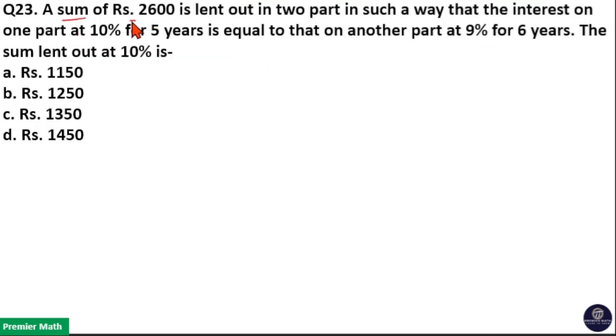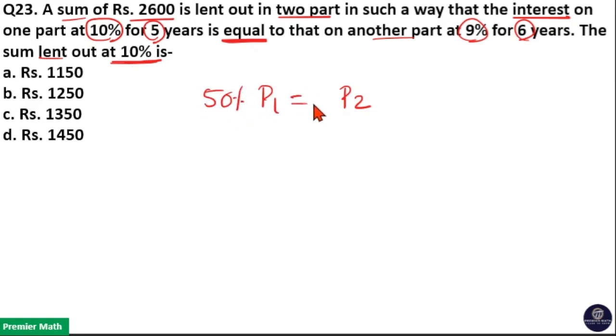A sum of rupees 2600 is lent out in two parts in such a way that interest on one part at 10% for 5 years is equal to that on another part at 9% for 6 years. The sum lent out at 10% is? Here let us consider the sum lent in two parts as P1 and P2. Now interest for 5 years is equal to interest for 6 years. So 5 years interest is equal to 5 into 10%, that is equal to 50%, which is equal to 6 years interest. That is 6 into 9%, equal to 54%.